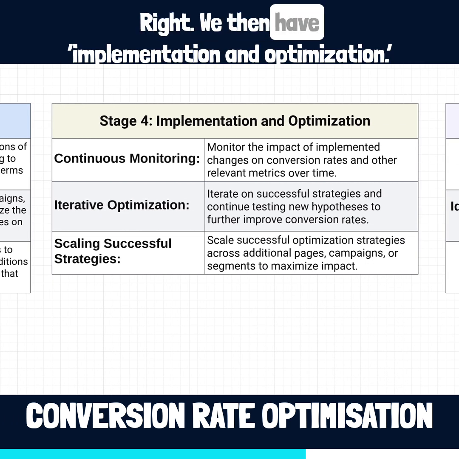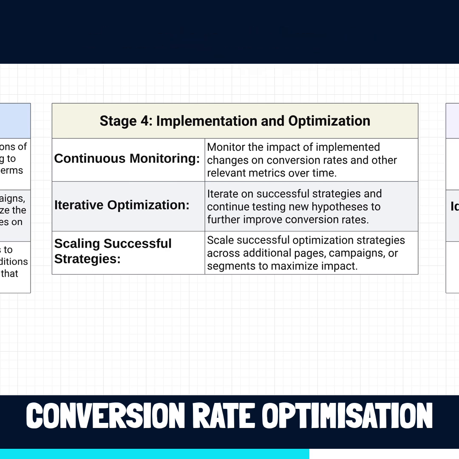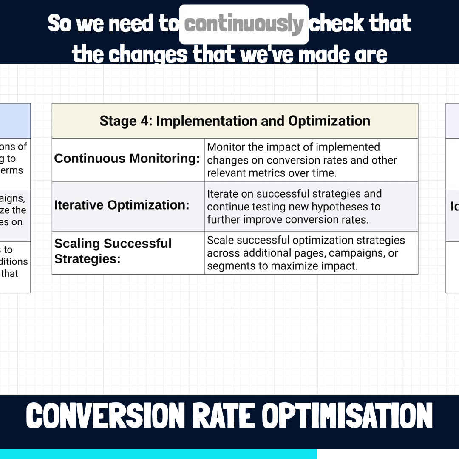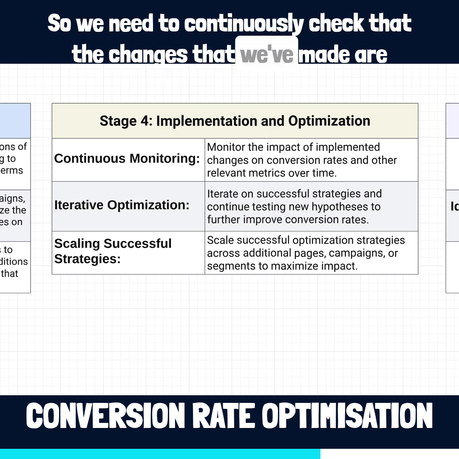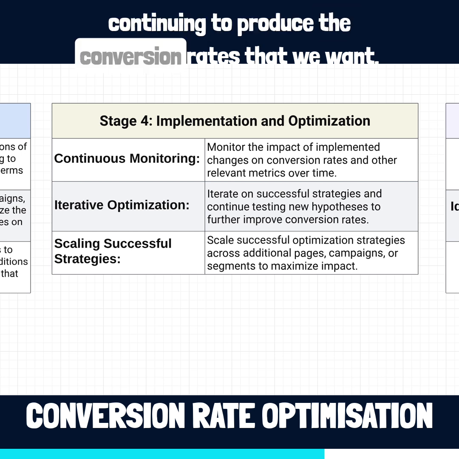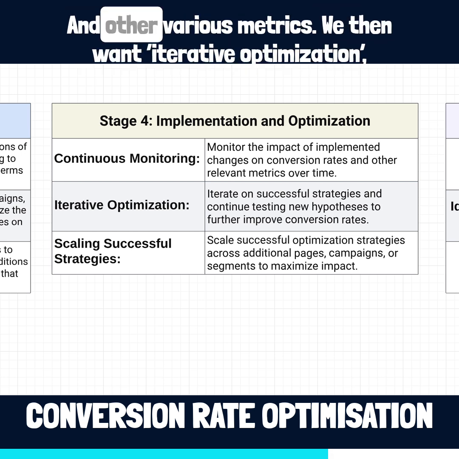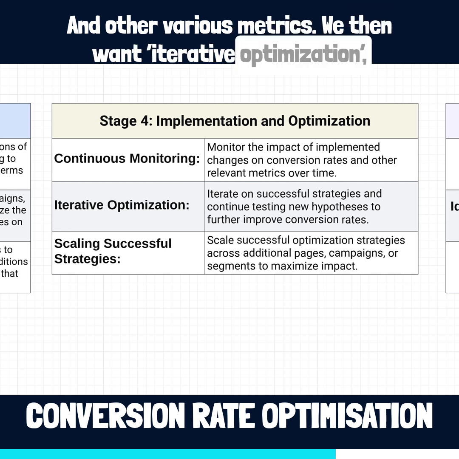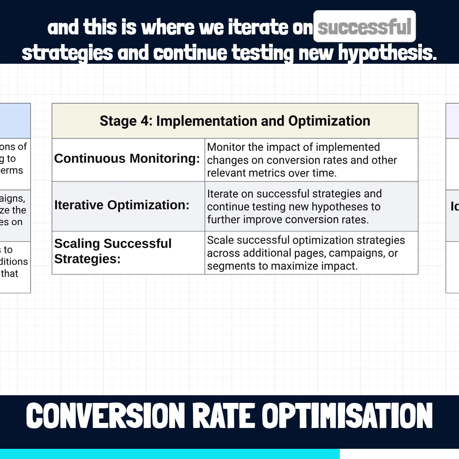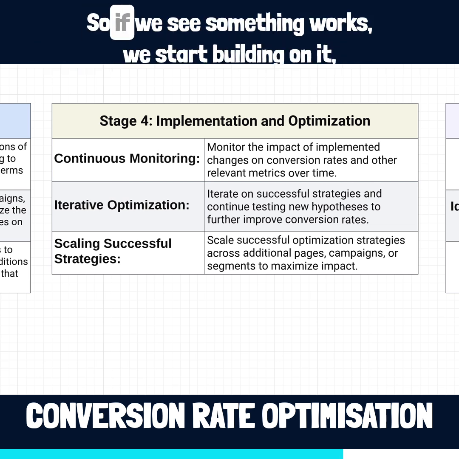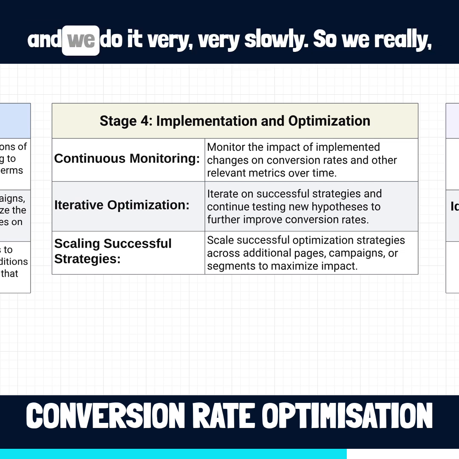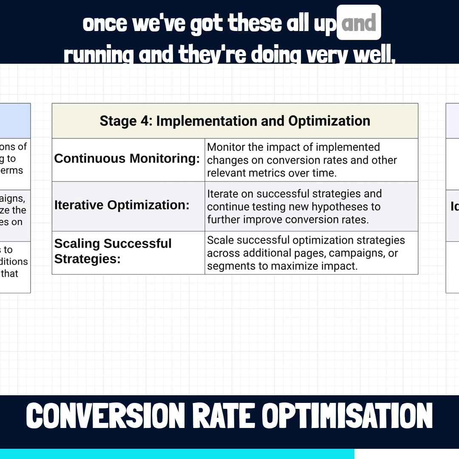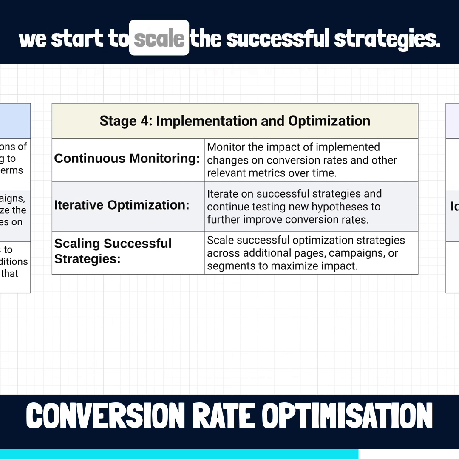Right, we then have implementation and optimization. This is where we've got it all up and running, and we want to have continuous monitoring. So we need to continuously check that the changes that we've made are continuing to produce the conversion rates that we want, and various other metrics. We then want iterative optimization, and this is where we iterate on successful strategies and continue testing new hypotheses. So if we see something works, we start building on it, and we do it very, very slowly, so we really improve the conversion ratios. Then once we've got these all up and running and they're doing very well, we start to scale the successful strategies.